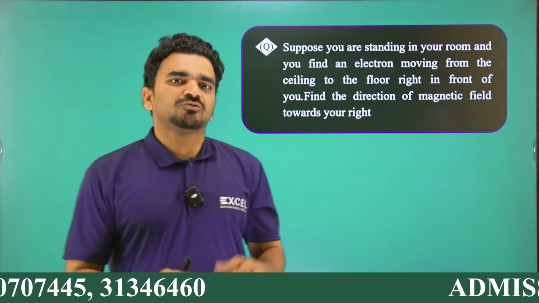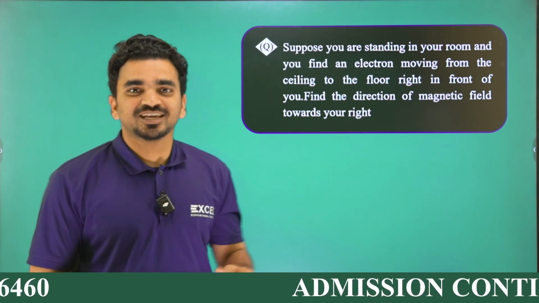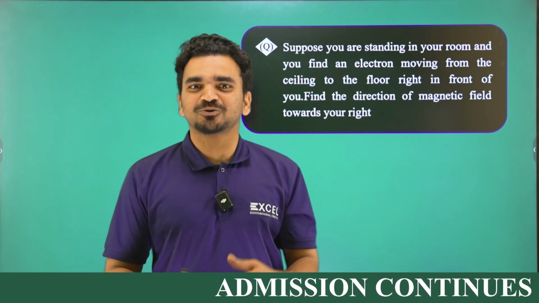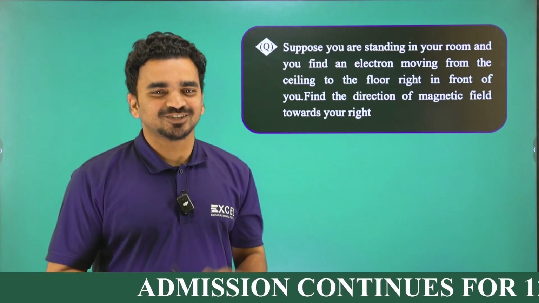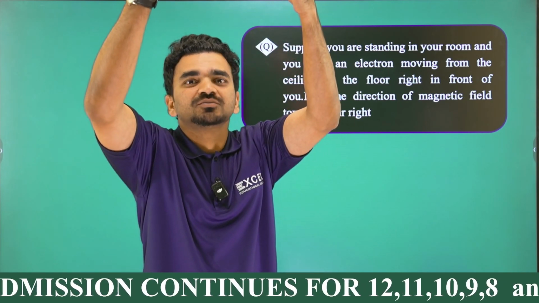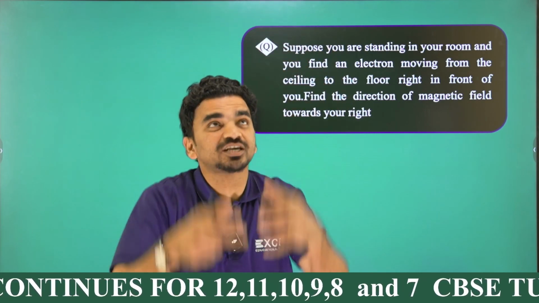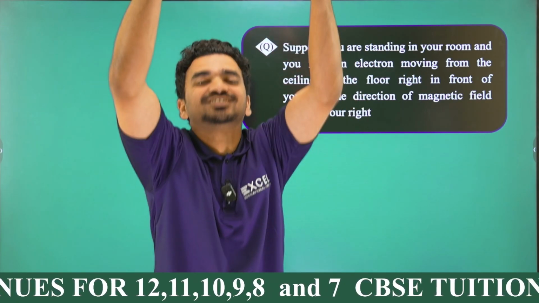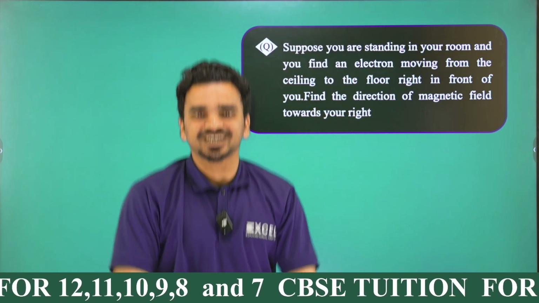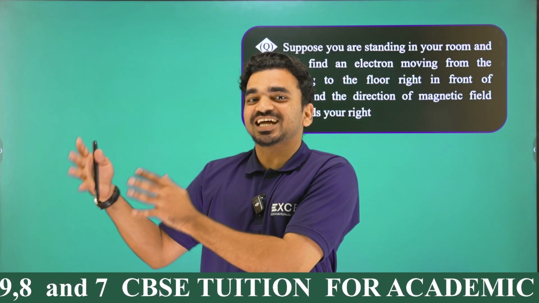Now, let's solve one more numerical of the right hand thumb rule. Here is the question. Can you pause the video and try to figure it out yourself for one round? All right. So here is a question. An electron is moving from the ceiling to the floor. Okay, the electron is coming like this. This way the electron is coming down. The question is asking, what will be the magnetic field on the right side of you?